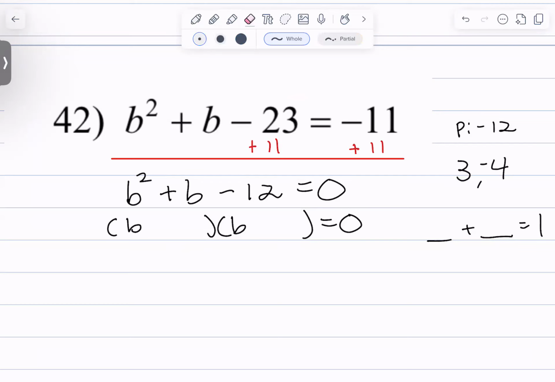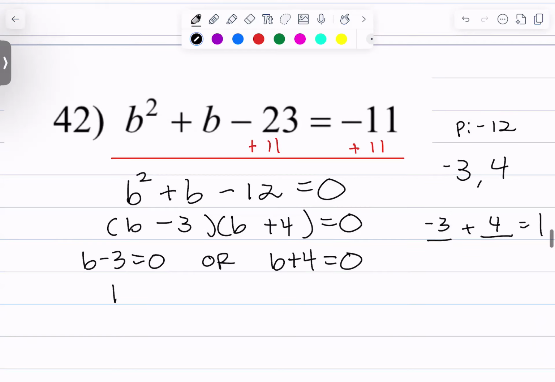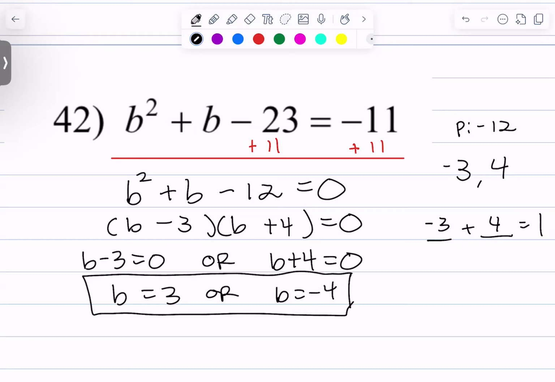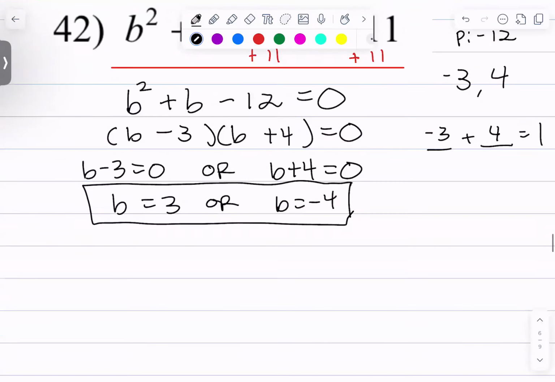If it's -4, it's going to be -1, so it has to be -3 to get +1. So that's -3 plus 4, which is +1. So b minus 3 equals 0, or b plus 4 equals 0. So b equals 3, or b equals -4. And we are good. Okay? Actually, I'll leave it up here for a little bit.